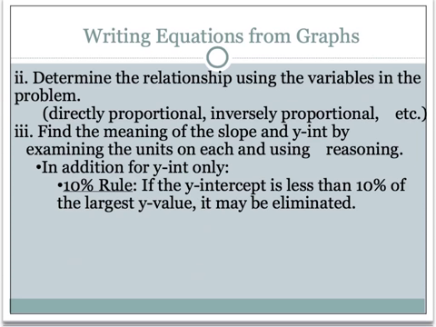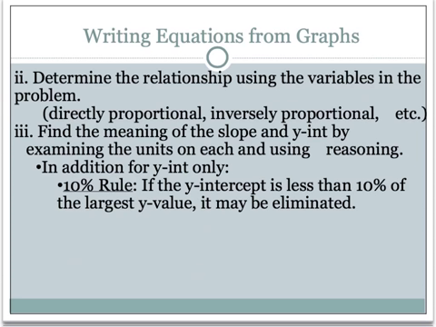The only way that we know what the slope and the y-intercept mean is by looking at the units on each. And once you figure out what the units are, usually you can say, oh, if the unit is meter per second, then I know that the slope is going to be velocity, since meters per second is a unit of velocity. Or whatever the unit may be, you should be able to determine the meaning from what the unit is.